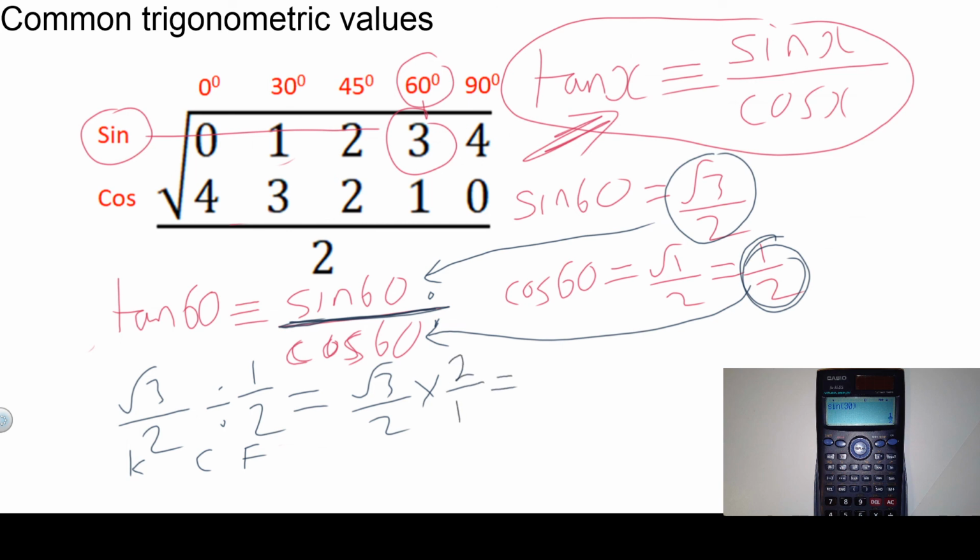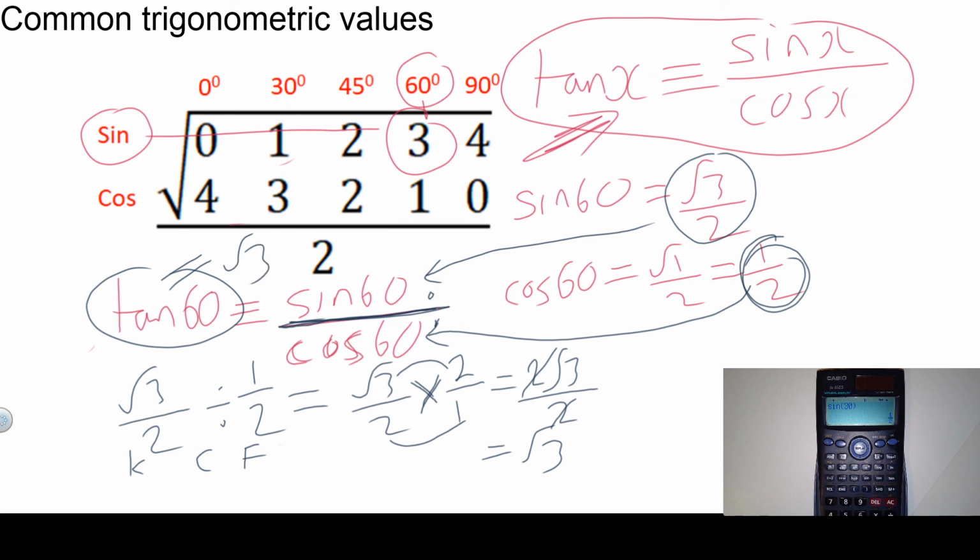So what do we have now? We've got timesing fractions, which is quite simple. 2 times root 3 is 2 root 3. And then 2 times 1 is just 2. But you know the 2 on the numerator and the 2 on the denominator, they will cancel. So you're just left with root 3. So it looks like tan 60 is equal to root 3. Just check on the calculator. Tan 60 is root 3, is what we have on the screen.